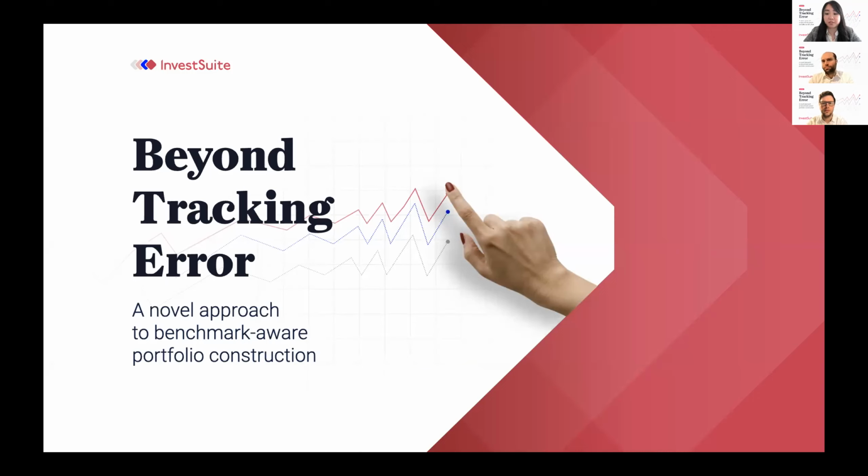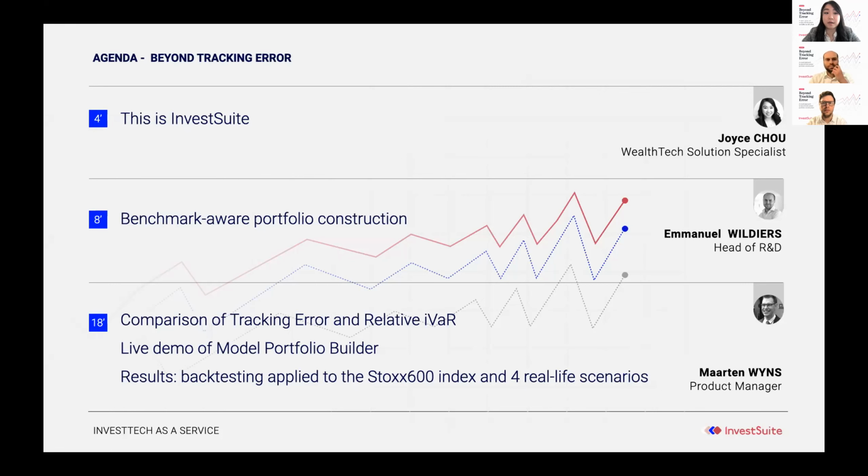My name's Joyce Chu. I'm part of the Wealth Tech team and leading our sales structuring efforts at InvestSuite. First, I'll highlight a few key points about InvestSuite. I'm also joined by my colleagues. First, Emmanuel Wildiers, Head of Investments and Research and Development at InvestSuite. He will go over benchmark-aware portfolio construction, the advantages and shortcomings of tracking error, and some possible alternatives in InvestSuite tools. Then I'll introduce Martin Wins, Senior Product Manager. He will discuss what this all means in practice, comparing tracking error with our proprietary relative IVAR. He'll demonstrate this live through our model portfolio builder and wrap up with some backtesting results over differing scenarios.